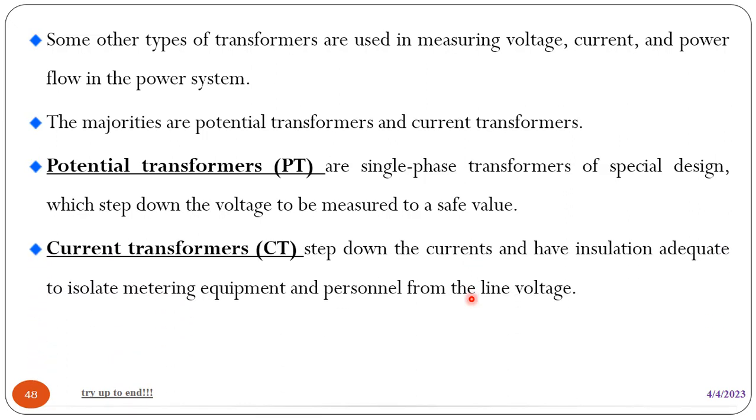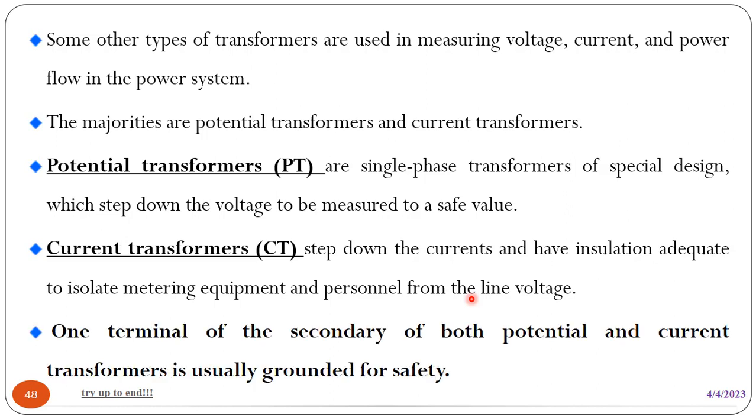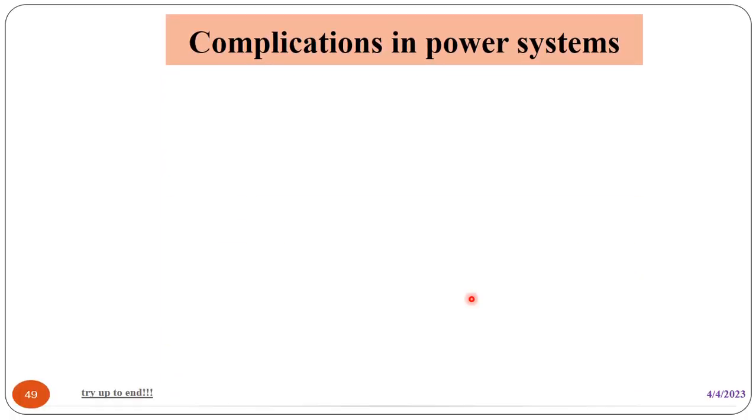The second instrument transformer is a current transformer that steps down the current and has insulation adequate to isolate metering equipment and personnel from line voltages. One terminal of the secondary of both potential and current transformer is usually grounded for safety.